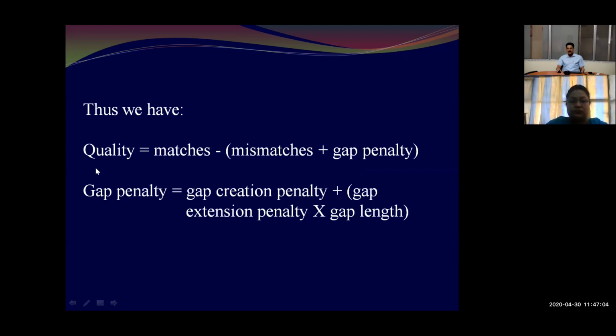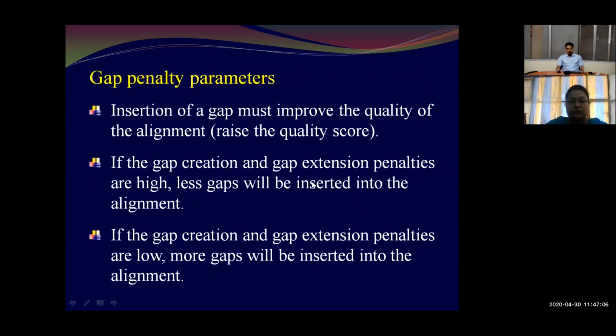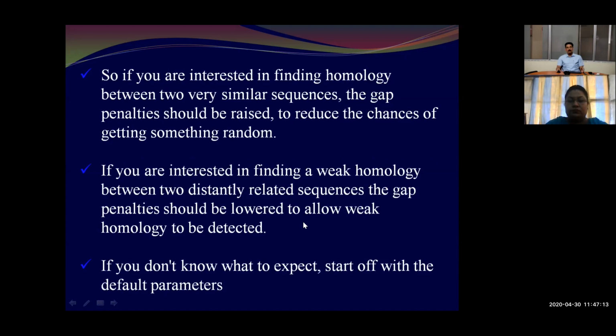Is it clear? That is why we should be very careful about setting the scores for different parameters, gap penalty or gap extension. Now, there are some common principles. If we are interested in finding homology between two sequences which are known to be similar, suppose we are taking two sequences from the same organism, from the same gene.